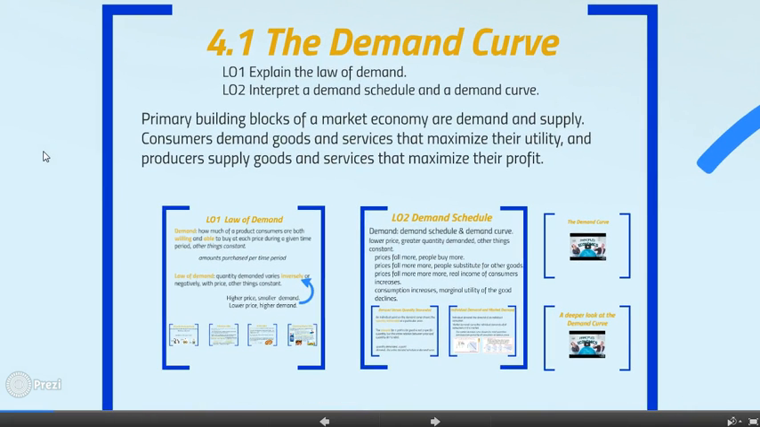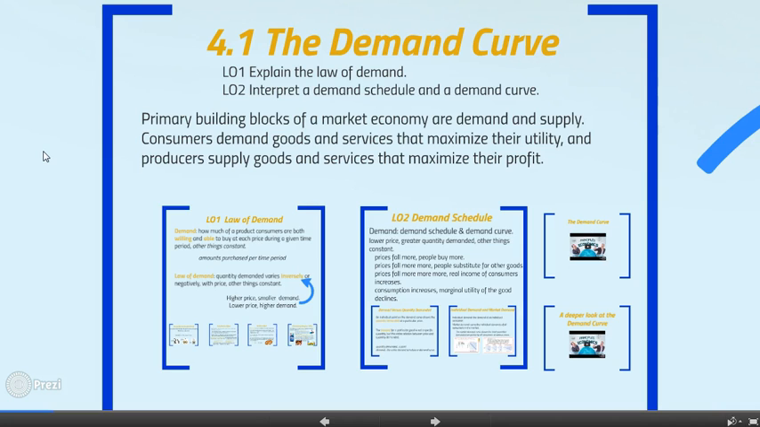So let's talk about demand. First of all, explaining the law of demand, and then interpreting a demand schedule, which is a table, and a demand curve, which is a graph. Demand is the primary building block of a market economy. We have demand and supply. Supply we're going to talk about in chapter 5, demand is chapter 4. And they are how a market economy functions, supply and demand.